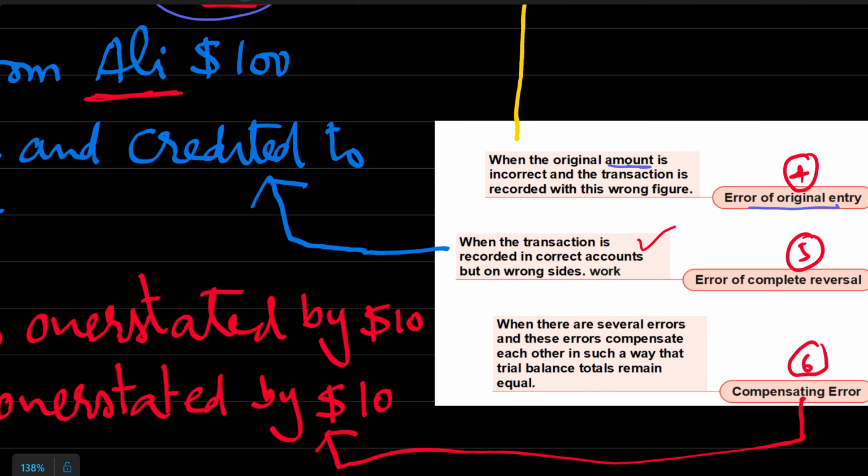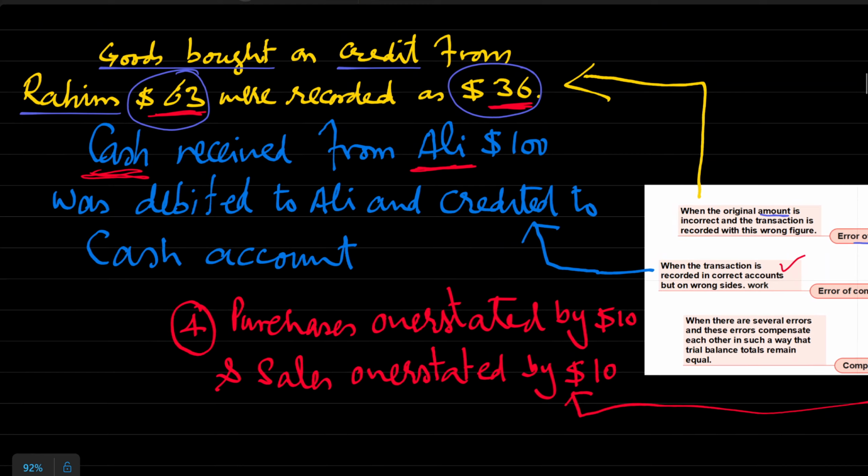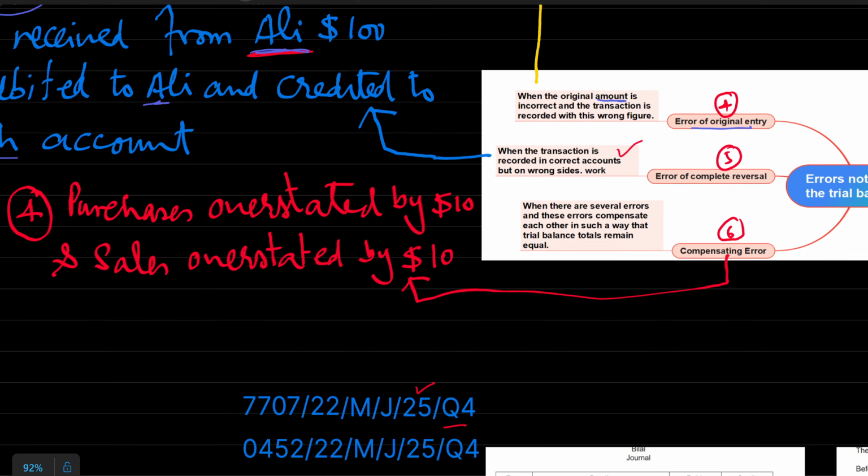Complete reversal: when the debit account is credited and the credit account is debited, this is error of complete reversal. For example, cash received from Ali. In this transaction, cash had to be debited and Ali had to be credited, but Ali was debited and cash was credited, so this is error of complete reversal.